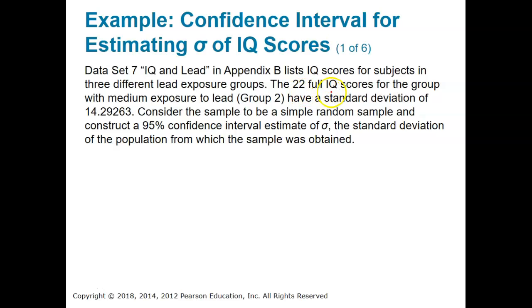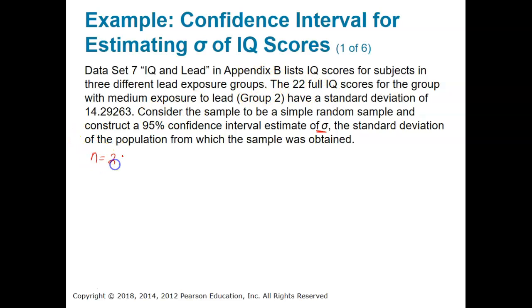Okay, in this problem, we are going to be working with some summary data for 22 full IQ scores for a group of people that had medium exposure to lead. And we're told that we have a standard deviation in that group of 14.29263. We want to consider the sample to be a simple random sample and construct a 95% confidence interval of the standard deviation.